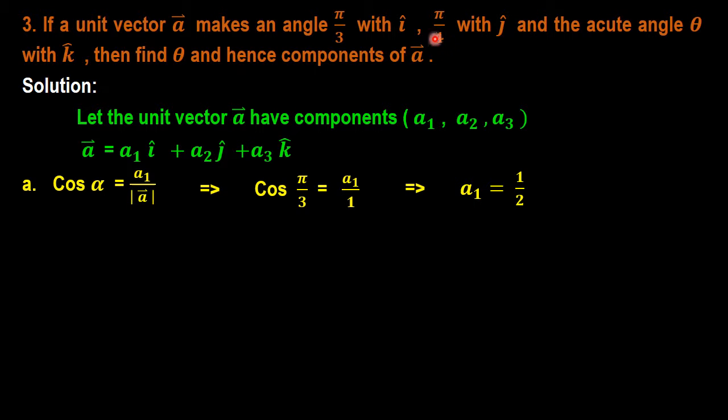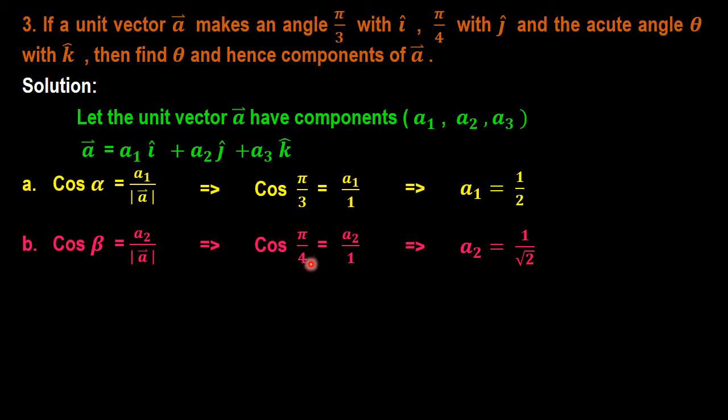Now similarly, beta value is pi by 4. Then cos beta equals y component, which is A2, divided by magnitude of A vector. So this beta equals pi by 4. So replacing the value here, cos pi by 4 equals A2 by 1. So cos pi by 4, which is cos 45 degree, is 1 by root 2. Therefore A2 equals 1 by root 2.